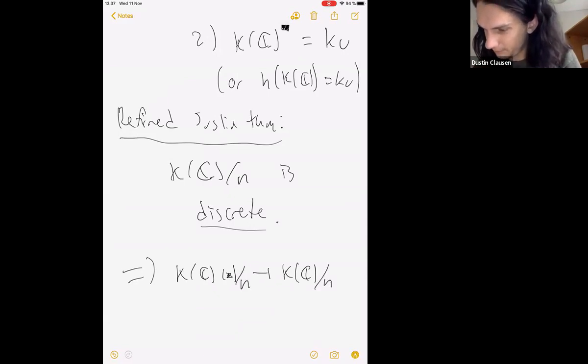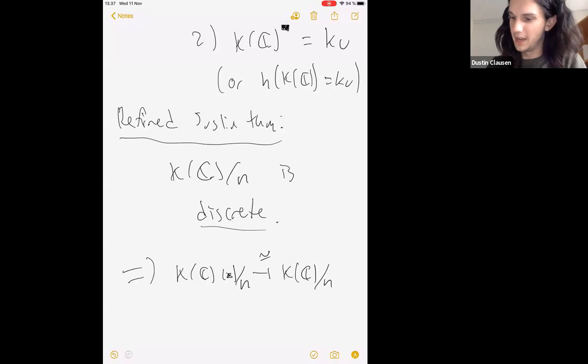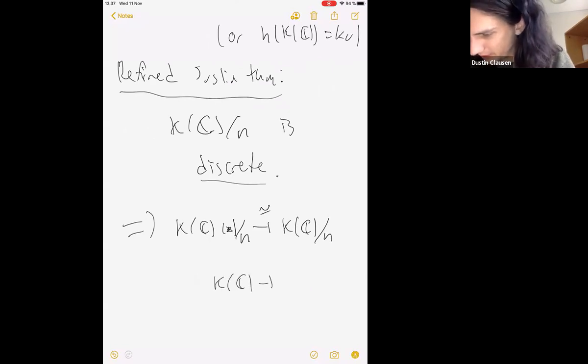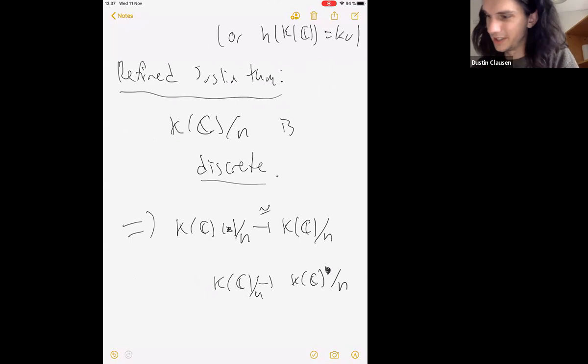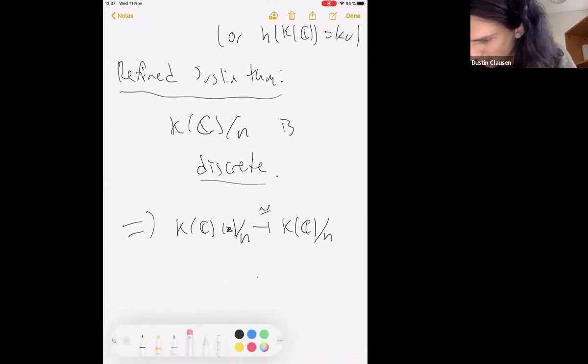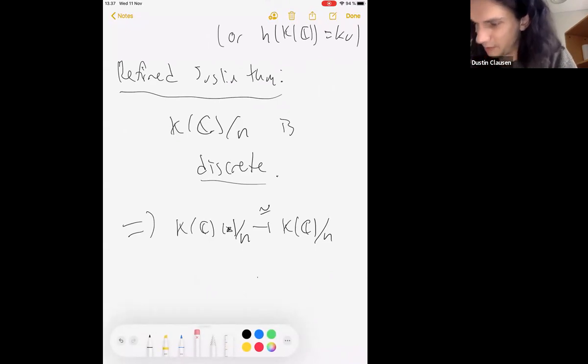So an equivalent way of saying this is that when you look mod n, K of C is discrete, but then also K of C mapping to, say, the solidification of K of C. So we can take this mod n. Well, what am I trying to say? Let me erase and try to write this a different way instead. Okay. But now this is in particular discrete.